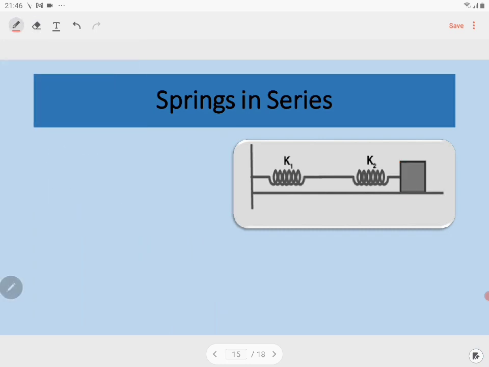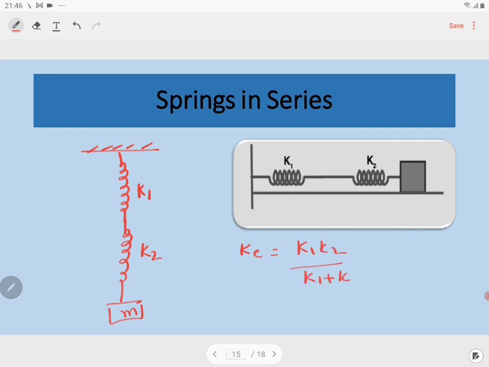Now, springs can be connected in series like this in the vertical spring block system. Suppose this is one spring of spring constant K1, and this is another spring of spring constant K2, together connected to a block of mass m. You can have any number of springs connected in series like this, even 3, 4 or 5. Now the time period is given by the same formula. K effective is equal to K1 K2 divided by K1 plus K2, and the time period is 2 pi root over m divided by K effective.